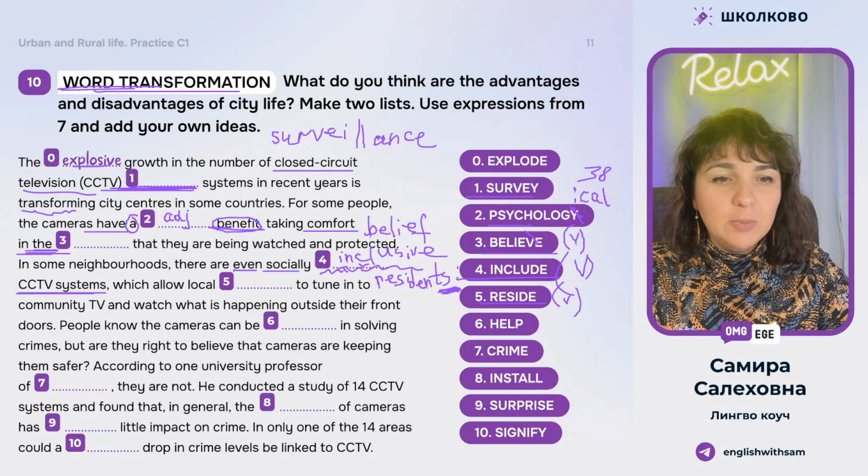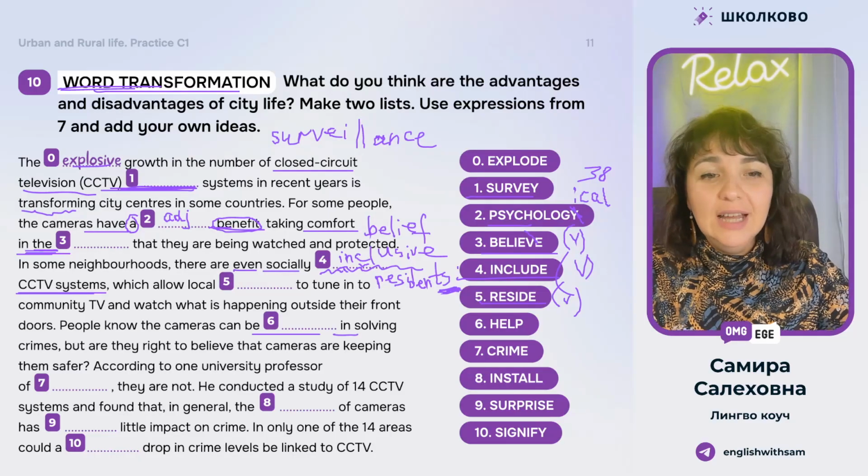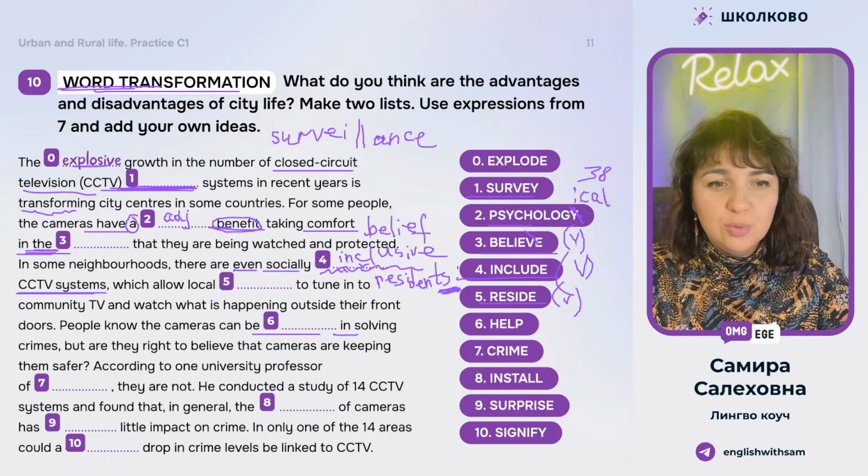Right. So people know the cameras can be helpful in solving crimes. But are they right to believe that cameras are keeping them safe? Правы ли они?